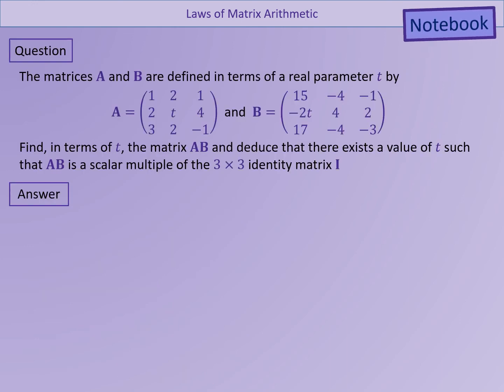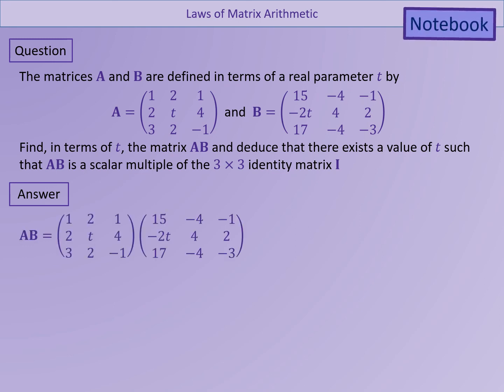Let's take a look at this question. The matrices A and B are defined as below. Find in terms of t the matrix AB and deduce that there exists a value of t such that AB is a scalar multiple of the 3 by 3 identity matrix I. Now it seems pretty wordy, looks complicated, but actually it is quite easy to work through. So the first step is to work out A multiplied by B.